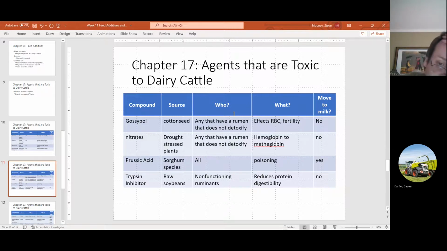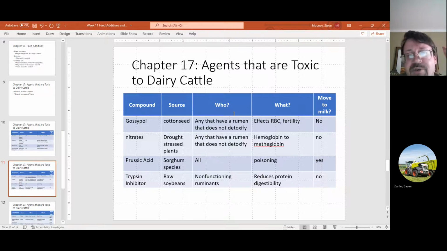It seems that any animal that has a rumen that can detoxify it, we don't have any problems with it. It doesn't seem to be transferred to the milk. So our cottonseed, as long as we're feeding it to ruminants that are fully functioning, we don't have any problems. I would assume we could have problems with our young calves or maybe a cow that's got a real problem at calving and the rumen's not working the way it could.